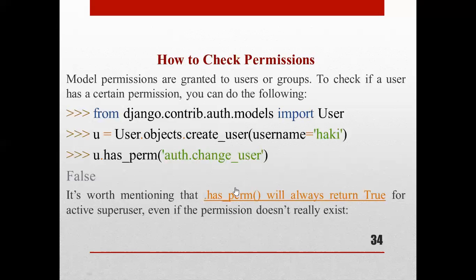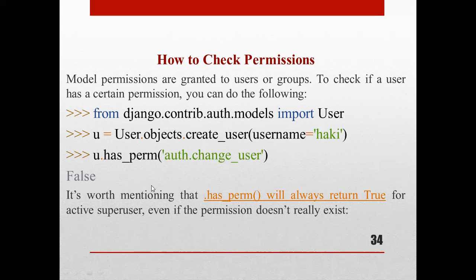Then, how to check the permissions? Model permissions are granted to users or groups. To check if a user has certain permissions, you write: from django.contrib.auth.models import User, then u equals User.objects.create_user, where you give the username, and u.has_perm('auth.change_user'). This is the change user permission. At the end you can see False.